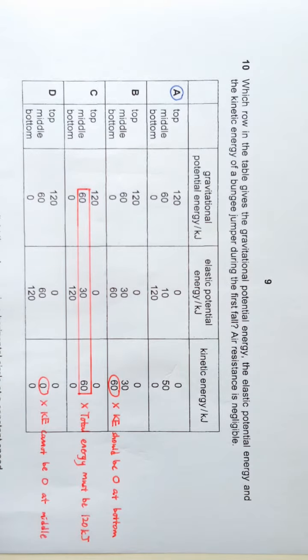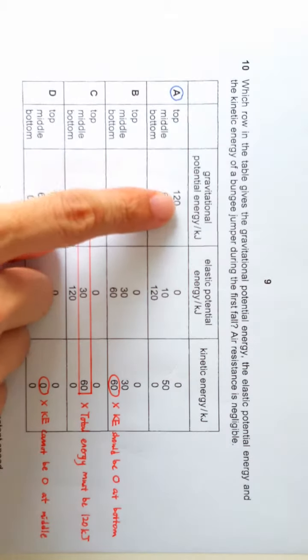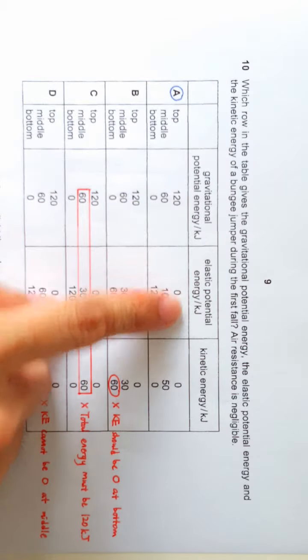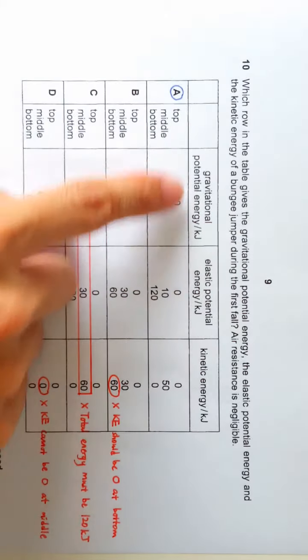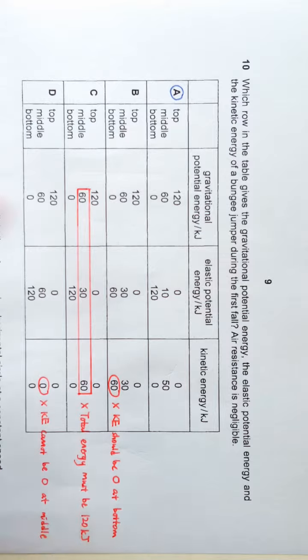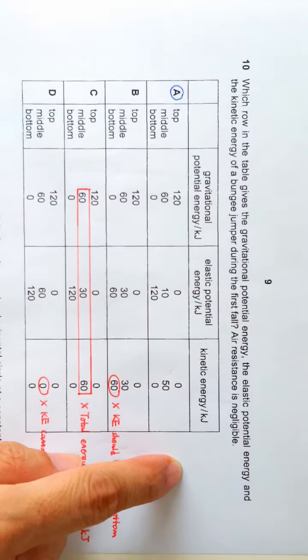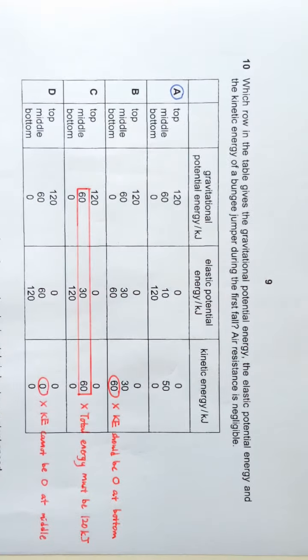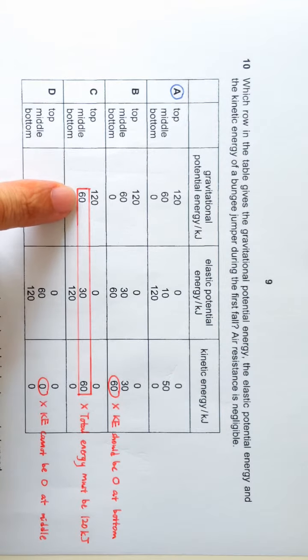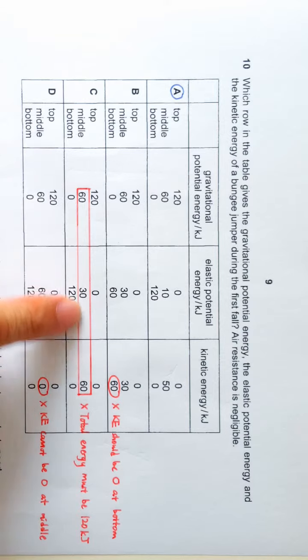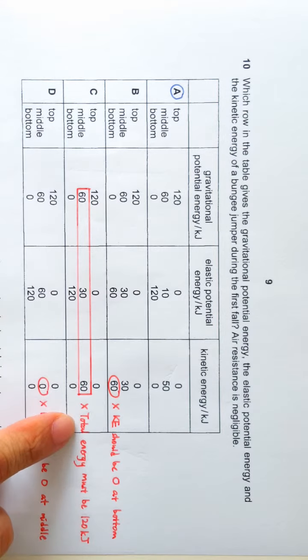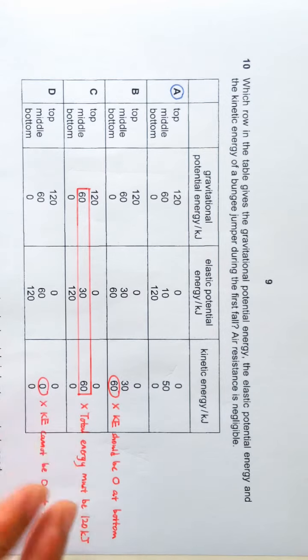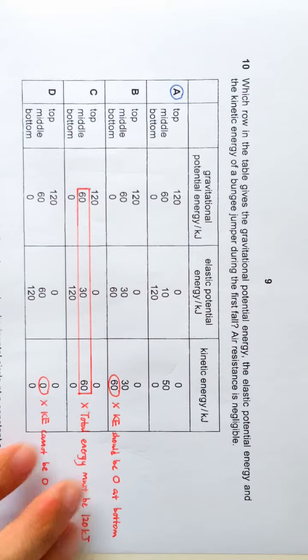Next thing we can check is the total energy should be conserved. So if we sum up the GPE, the elastic potential energy, and KE at each position, it should give us the same number. So we have a total of 120 joules at the top, then we better have 120 joules when it's at the middle and also when it's at the bottom. So if you do this check, we can eliminate option C because it shows that at the middle, suddenly the bungee jumper has a total energy of 150 joules. Where did the extra 30 joules come from? That's not possible because energy has got to be conserved.